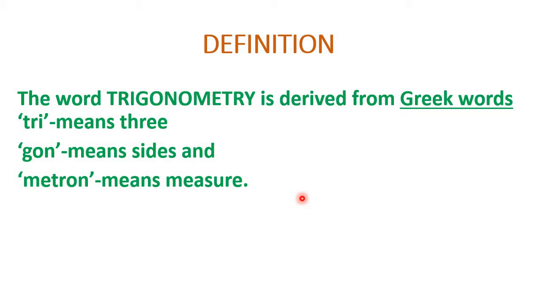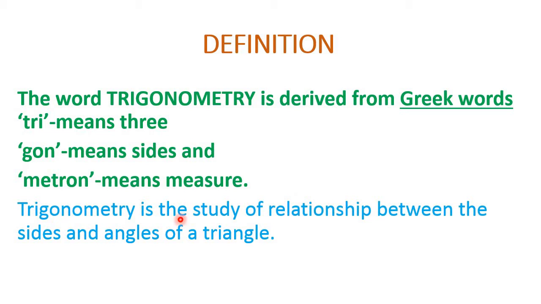So what is the definition of trigonometry then? Trigonometry is the study of the relationship between the sides and angles of a triangle. Already we know that there are 3 sides and 3 angles in a triangle. So trigonometry gives the relationship between the angles and sides of a triangle.